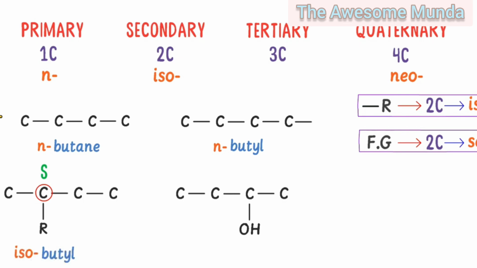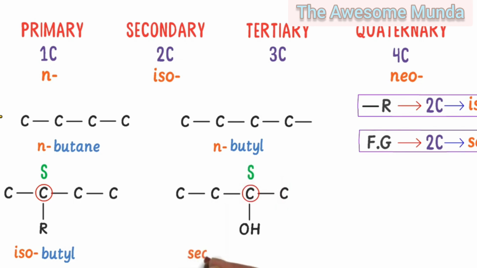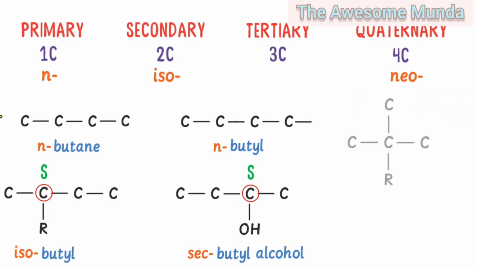While here, the functional group is also bonded to a second carbon, so I write secondary butyl. For this OH, I write alcohol. Hence, I get secondary butyl alcohol. Now consider this organic compound and this organic compound.